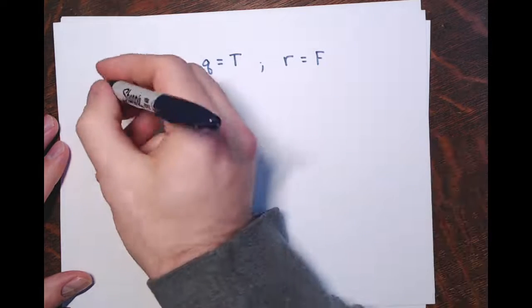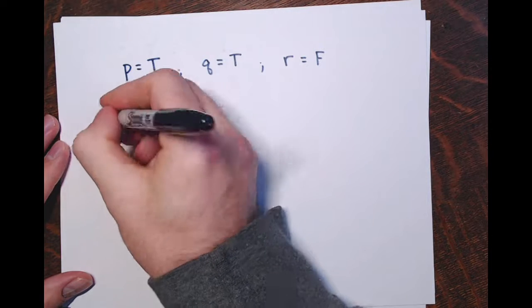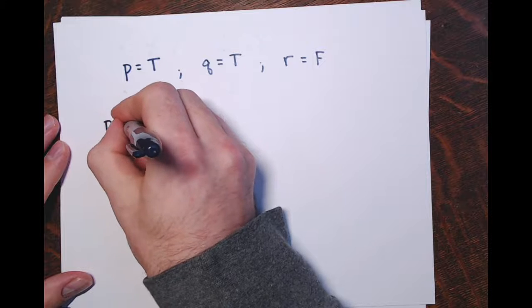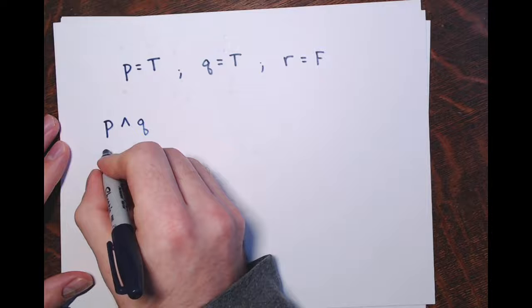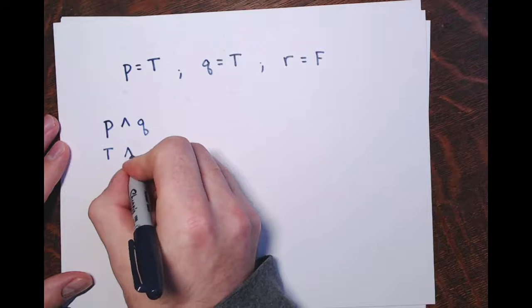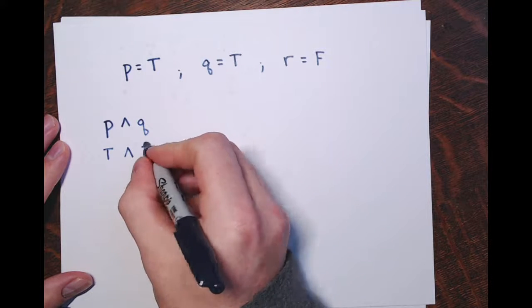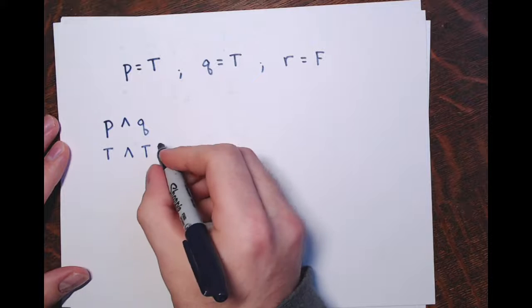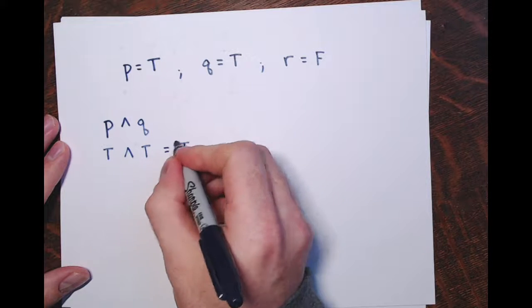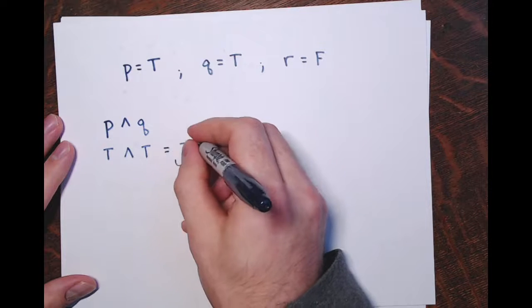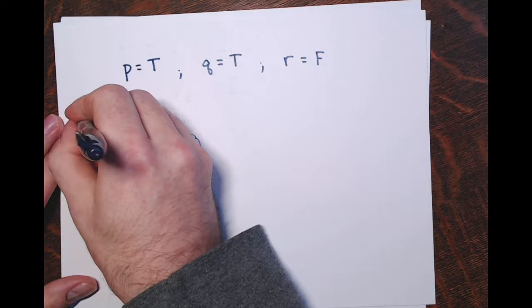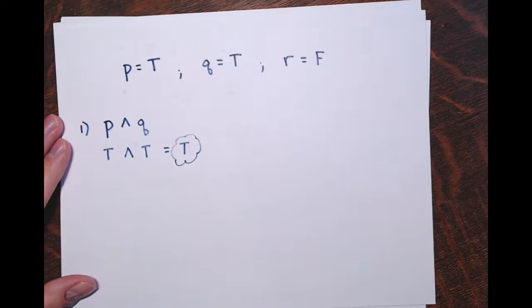Number 1 there is, what's the truth value of P and Q? Remember, this is that conjunction. So P is true and Q is a true statement. And remember, a conjunction is true when both the P and Q are true, when both statements are true. So that was number 1. P and Q is true.